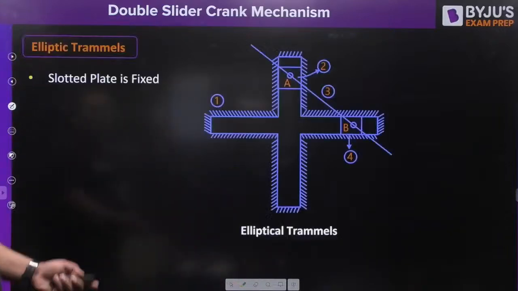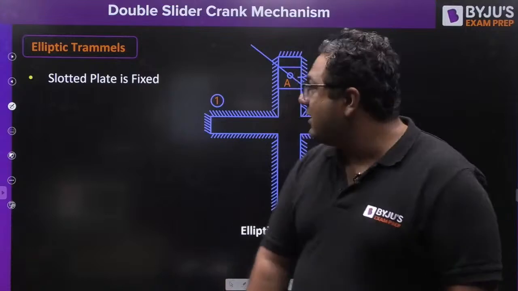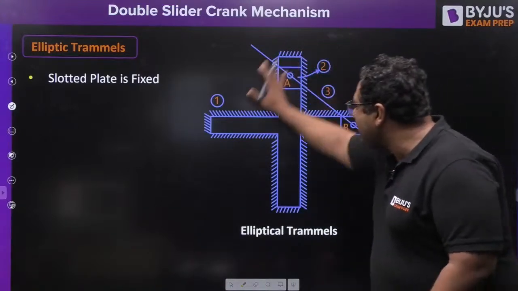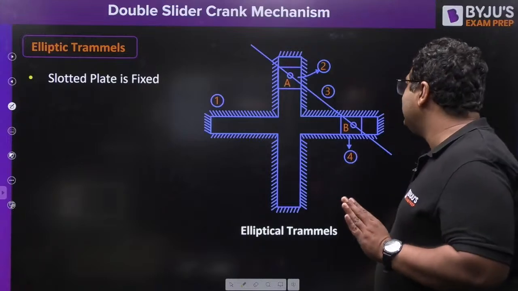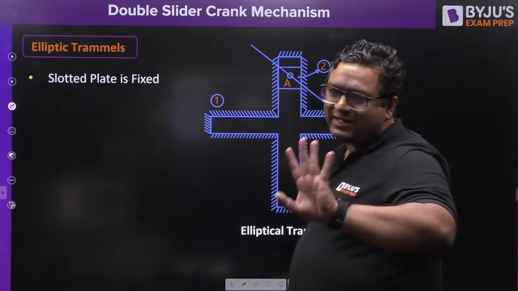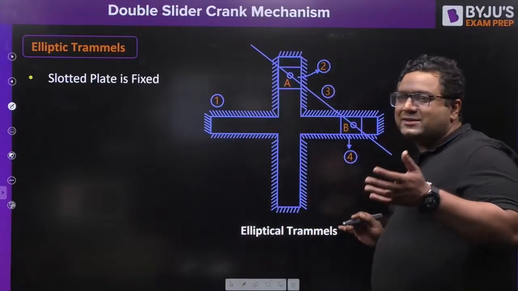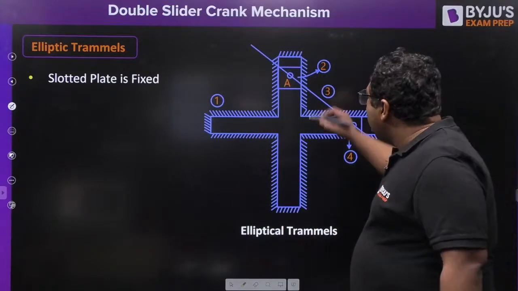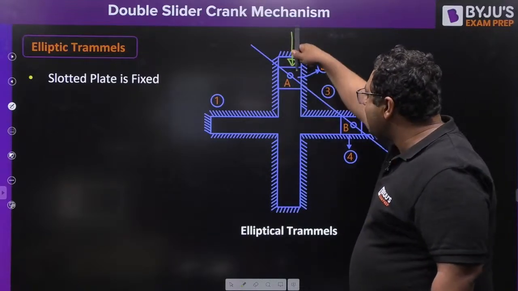So the very first thing is when the slotted plate is kept fixed. When the slotted plate is kept fixed, it will look like this. As this slotted plate is fixed, it cannot move anywhere else. It will remain like this only. Now what kind of motions are expected? When you try to push the slider in the downward direction, this slider will start moving in this direction.